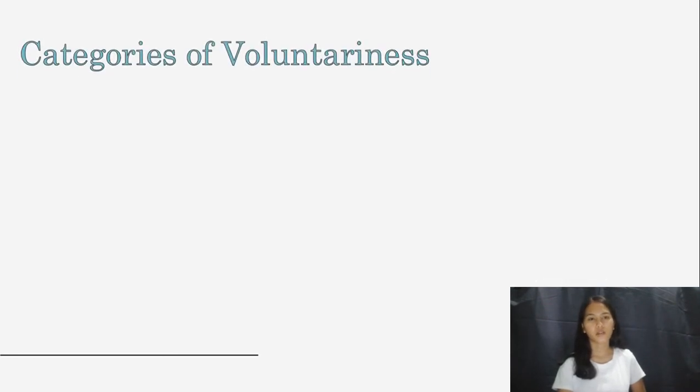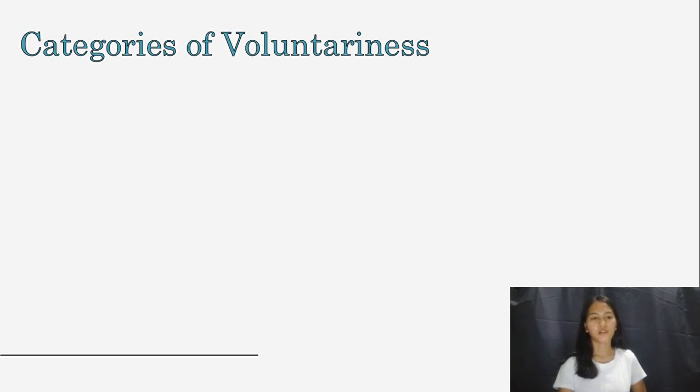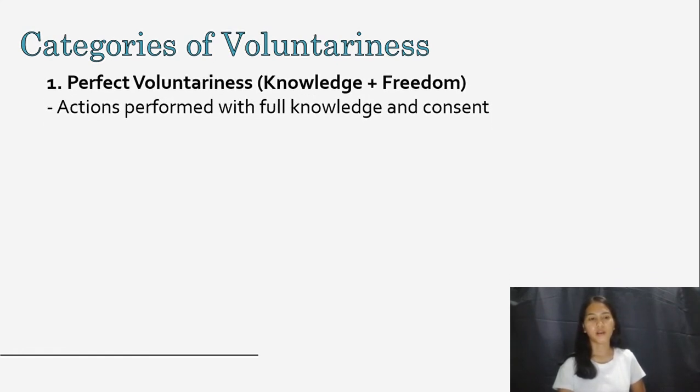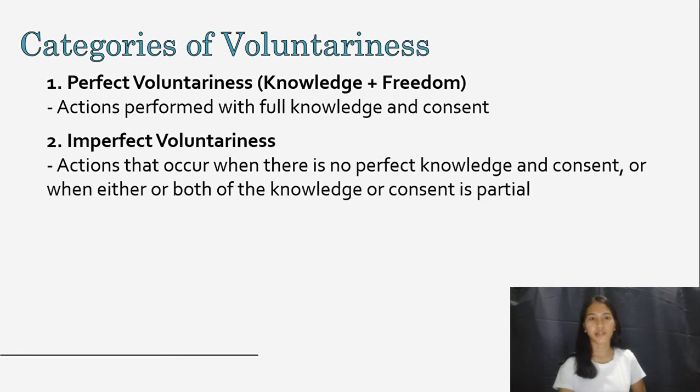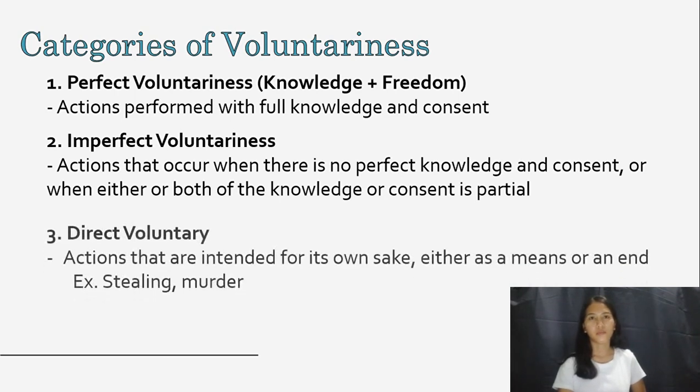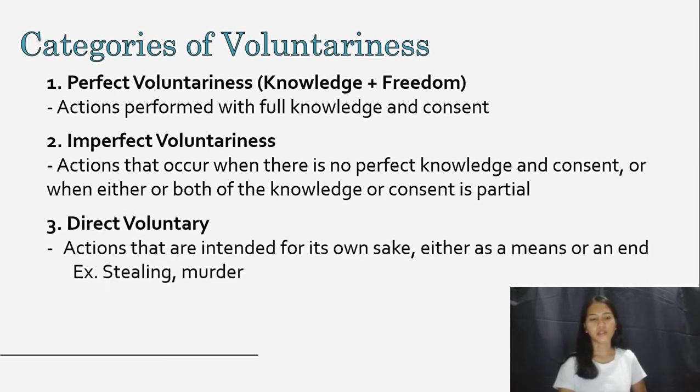So there are four categories of voluntariness. The first one is the perfect voluntariness. These are actions performed with full knowledge and consent. The second is imperfect voluntariness. These are actions that occur when there is no perfect knowledge and consent, or when either or both of the knowledge or consent is partial. Third is direct voluntary. These are actions that are intended for its own sake, either as a means or an end. Example is stealing and murder.